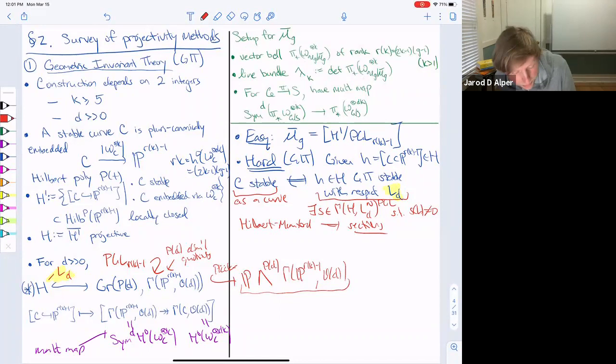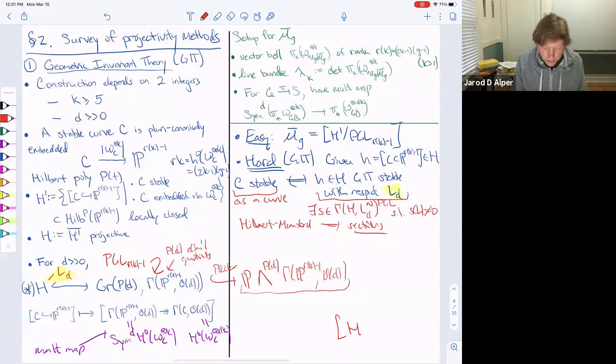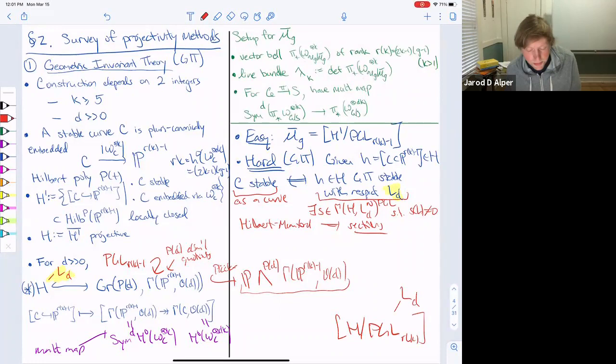So another way to think about what the definition of a stable or semi-stable point in GIT is: we have this quotient stack H mod PGL_r,K, I'll write it down at the bottom, and we have a line bundle on it, L_D, and the semi-stable locus is precisely the maximal open where this line bundle is semi-ample, or where some sufficiently high power is base point free. Or in other words, the complement of the semi-stable locus is the stable base locus for this line bundle.